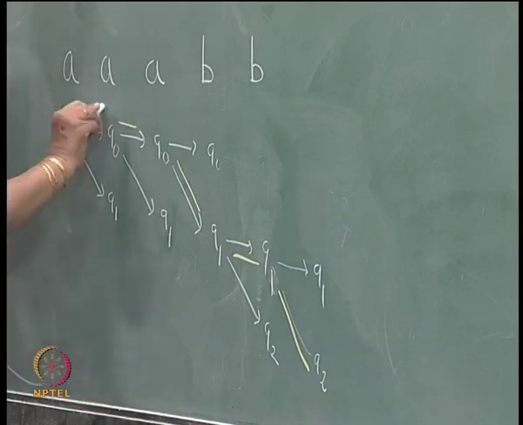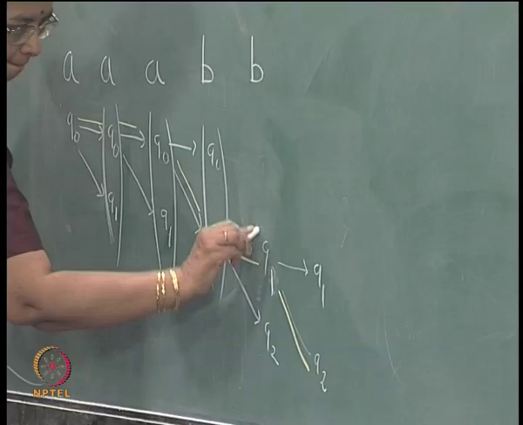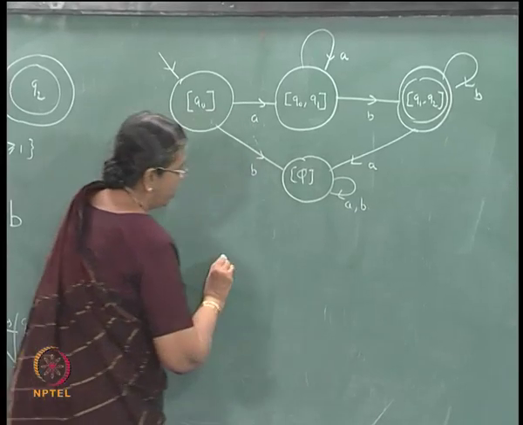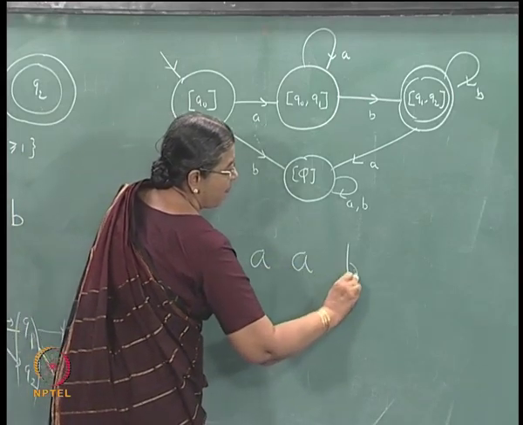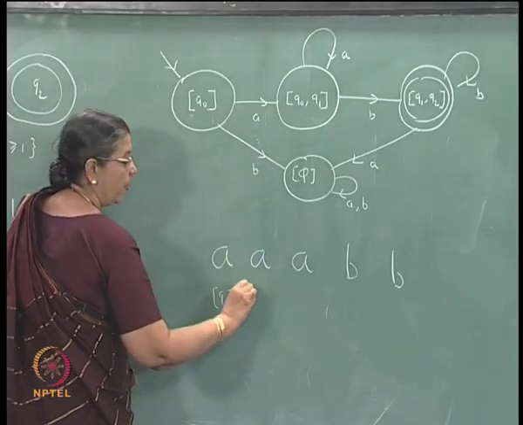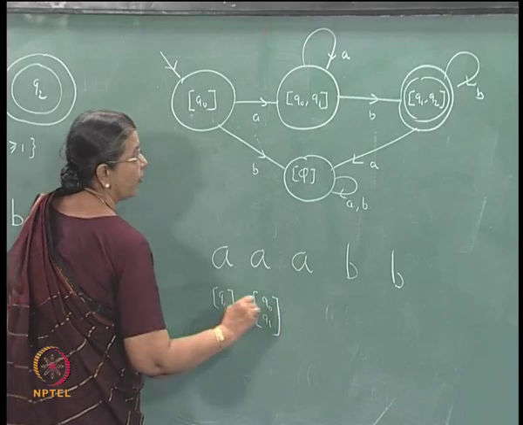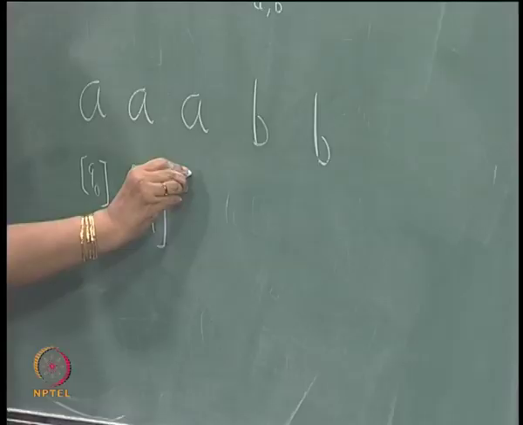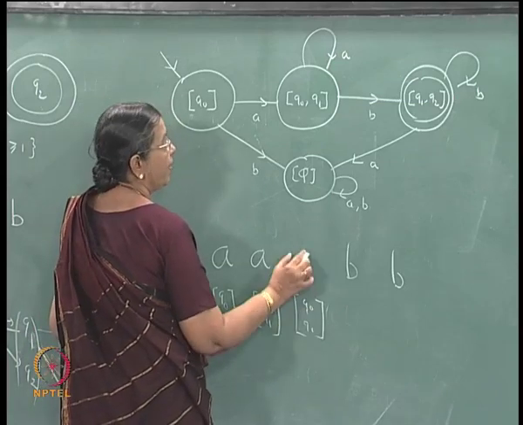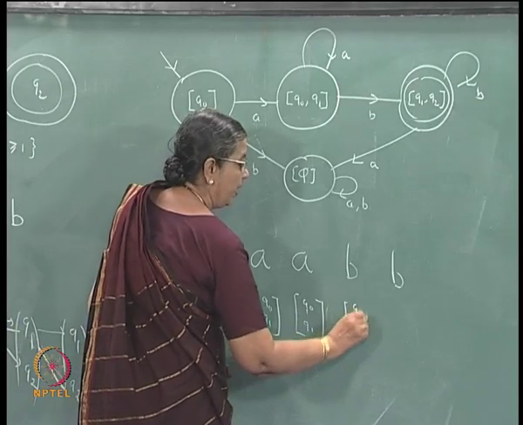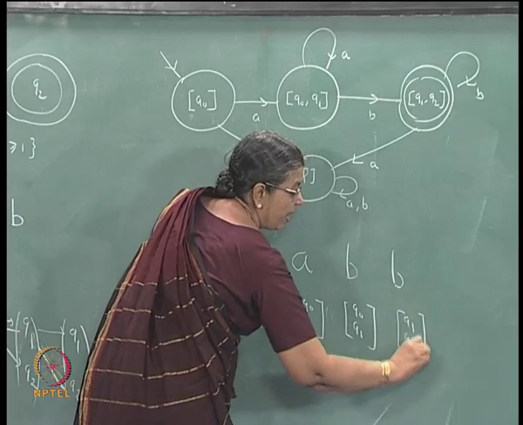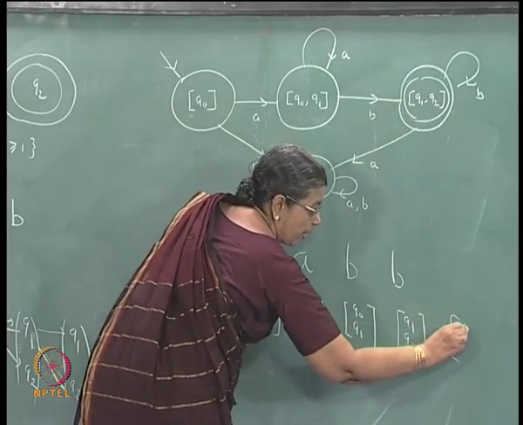Now, if you look at it as a subset like this, each one of them corresponds to a state there. Now, if you look at the same string A, A, A, B, B, you start from Q naught, after reading A, you go to the state Q naught Q 1, and from this you get A, you go to Q naught Q 1. From this state, after reading A, you go to again Q naught Q 1. From Q naught Q 1, after reading a B, you go to Q 1 Q 2, and from Q 1 Q 2, after reading a B, you go to Q 1 Q 2.